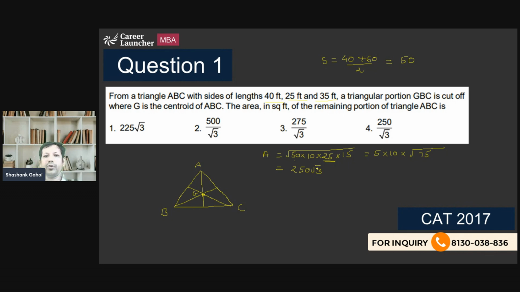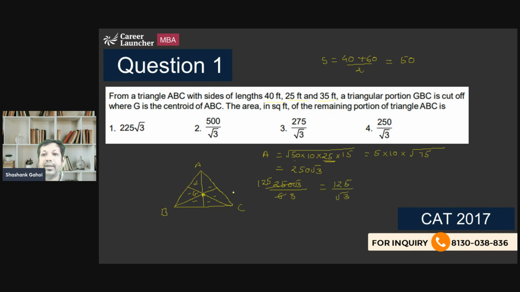So how I'm going to calculate the answer? Now try to understand. When we were discussing about centroid, I told you that total 6 triangles are formed, and each triangle is going to have an area of 1/6 of the total area. So what is the area of this part? That is going to be 250 root 3 divided by 6. So this comes out to be 125, cancelling by 2, this comes out to be 3. So this area comes out to be 125 divided by root 3.